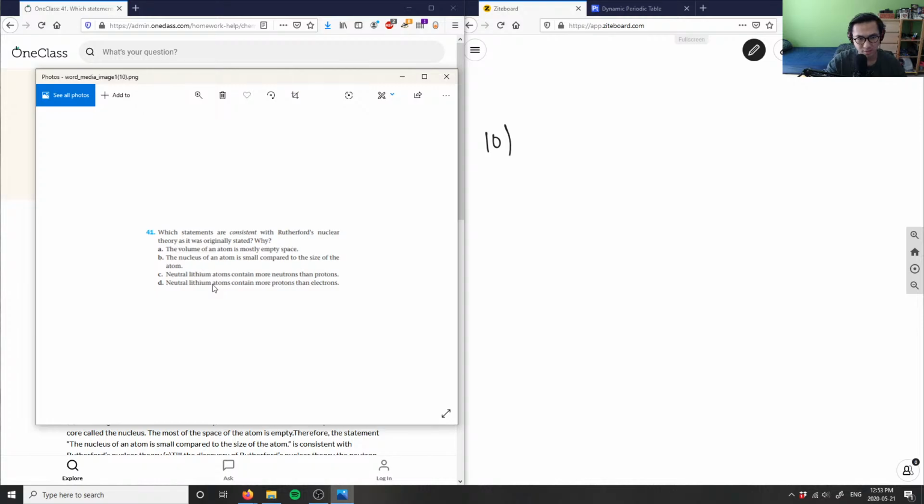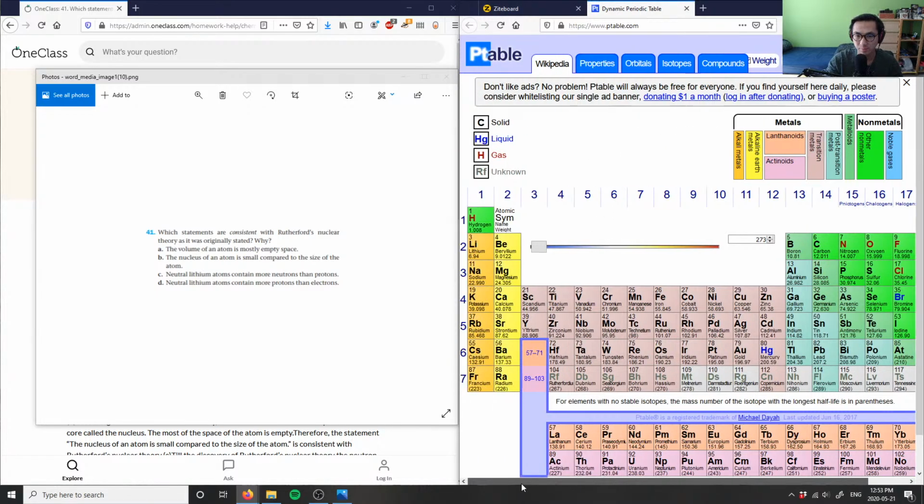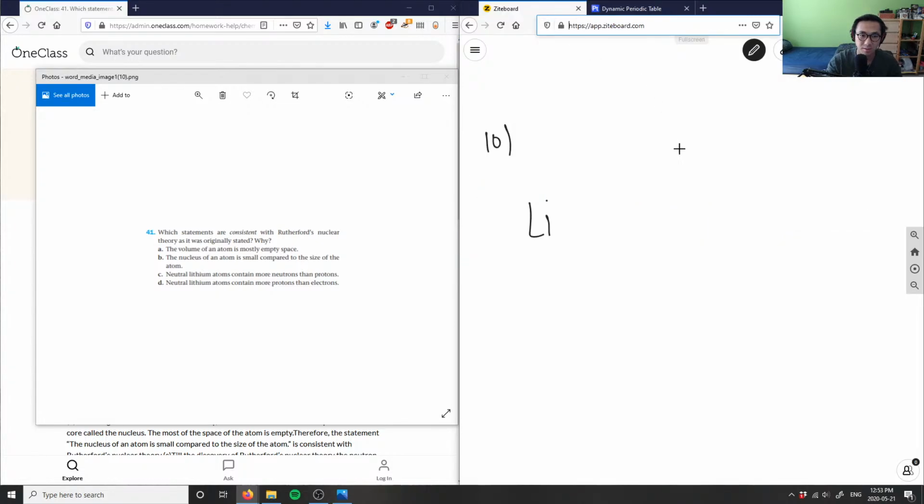So let's look at C and D first, because this is looking at lithium atoms. Let me draw out a lithium atom here. And how many protons does lithium have? Well, I can look at my periodic table and see that lithium is number 3, so my atomic number is 3, which means this has 3 protons. And in a neutral atom, I want to balance out the charges, so I have 3 pluses, which means I'm going to have 3 electrons.